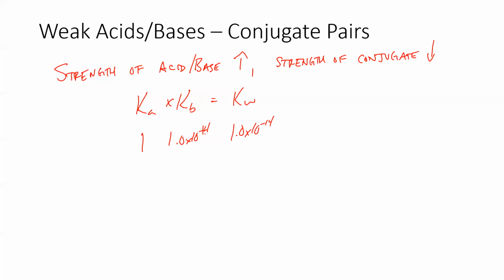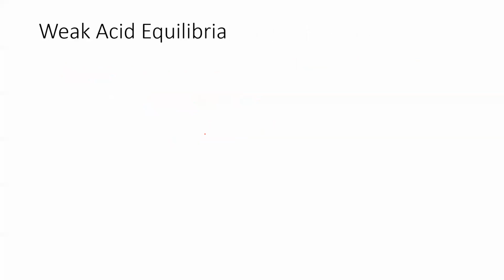Of course, the opposite is also true. Ammonia is a relatively weak base, but ammonium hydroxide is a pretty strong base, because ammonia is that conjugate acid. So that's the relationship between the strength of an acid or a base and its conjugate.